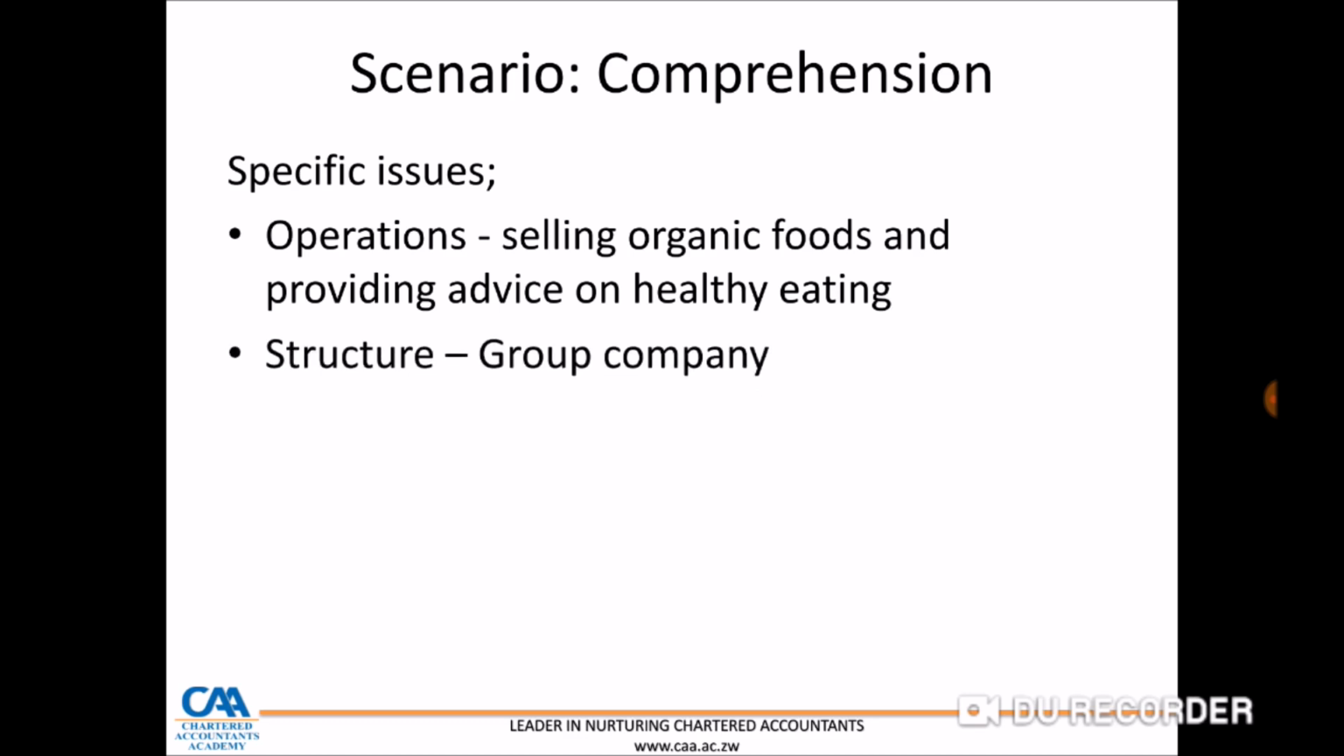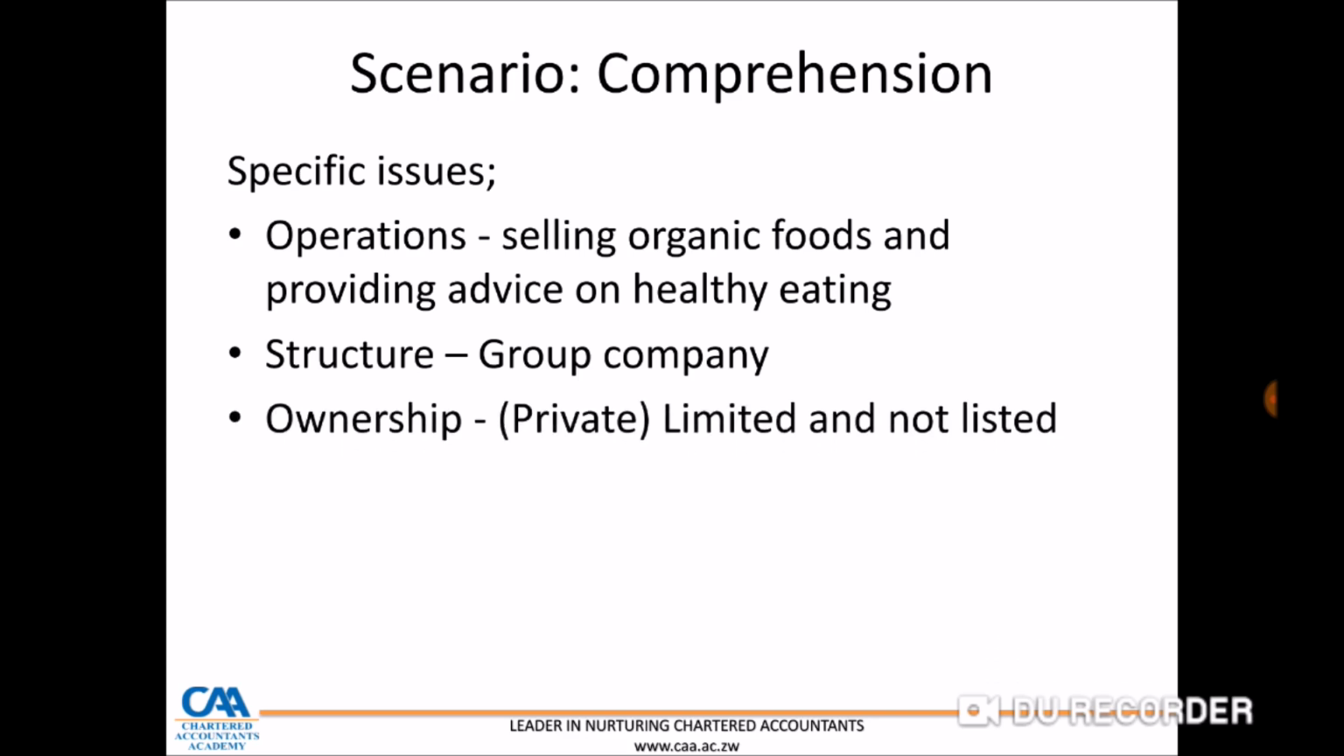The structure of the company. Did you understand that it was a group? Who is in the group? How many subsidiaries do they have? That way you'll be able to address all the issues completely. Ownership of the entity. It's a private limited entity and it was not listed. What does it mean if a company is not listed? And what does it mean if it is listed? So avoid assuming that every case study will come with a listed entity, because you end up writing invalid solution points.